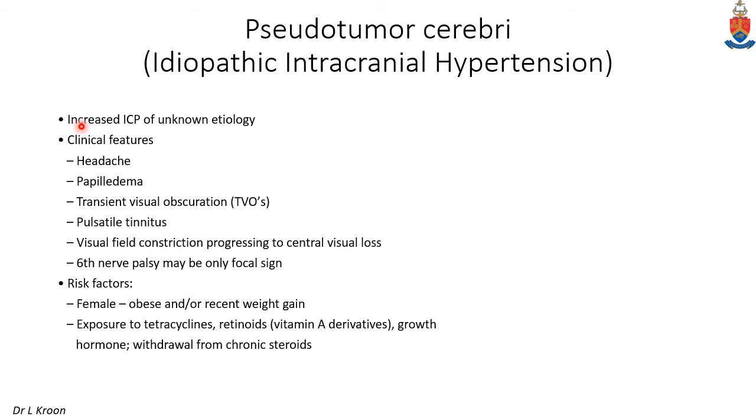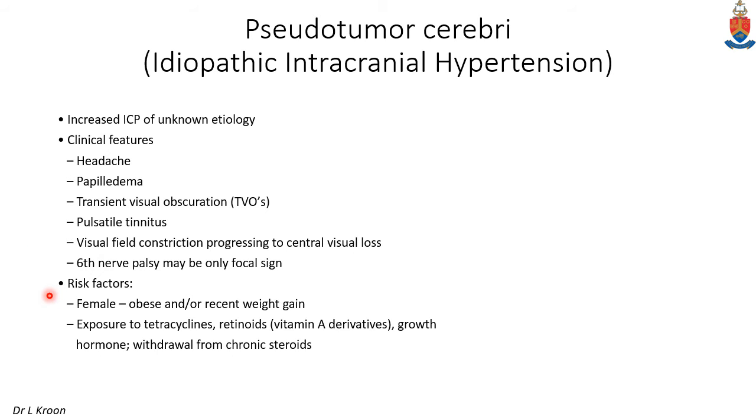So when there's an optic nerve swelling of unknown etiology and there's normal brain parenchyma, we call this pseudotumor cerebri. And if the patient didn't have any medications or any other reasons to have this, we call it idiopathic intracranial hypertension, or IIH. The clinical features of this condition include headache, papilledema, transient visual obscurations, which are seconds of visual loss related to the papilledema, pulsatile tinnitus, visual field constriction progression from peripheral to central visual loss, and one can also have a sixth nerve palsy as a false localizing sign.